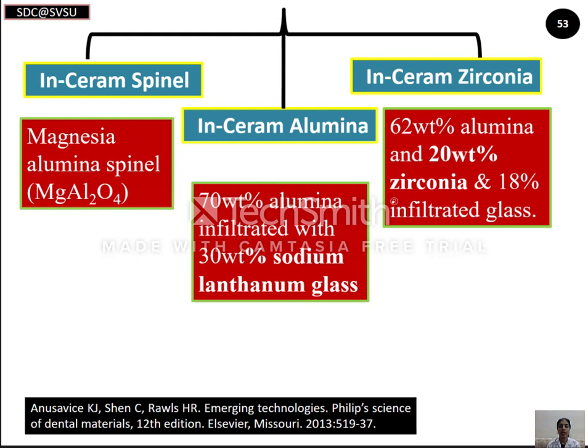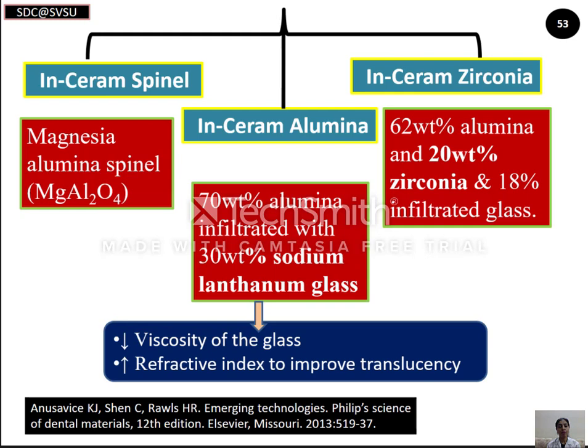In In-Ceram Alumina, 70% of alumina is infiltrated with 30% of sodium lanthanum glass, which decreases the viscosity of the glass and improves the translucency. In In-Ceram Zirconia, 62% of alumina is present with 20% of zirconia to provide increased strength and 18% of infiltrated glass.